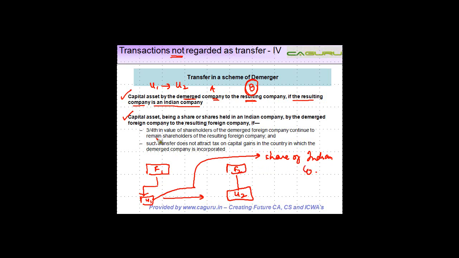Now, this section provides that transfer of capital assets being share or shares held in an Indian company by the demerged foreign company, again, demerged is the transferor company. So if F1 transfers a unit in which some shares of an Indian company are also transferred to the resulting foreign company, which is F2, it is exempt from capital gains tax because it is not regarded as a transfer if 3/4 in value of shareholders of the demerged foreign company continue to remain the shareholders of the resulting foreign company. So whosoever are the shareholders of F1, 3/4 of them in value become shareholders of F2. Such transfer does not attract capital gains tax in the country in which the demerged foreign company is incorporated.